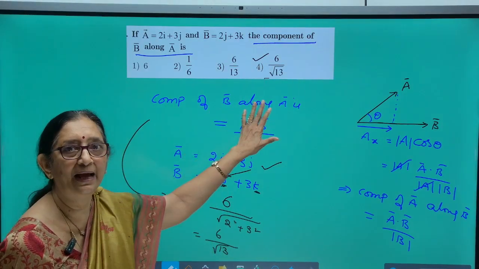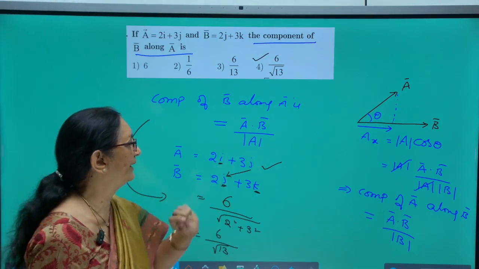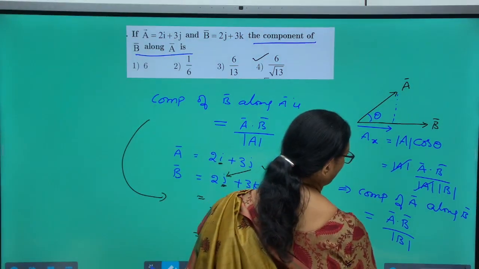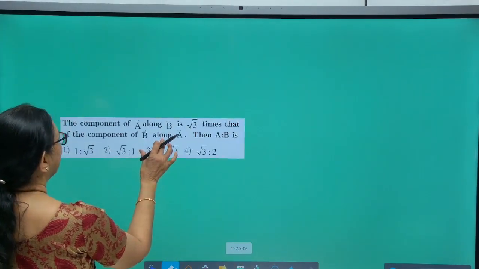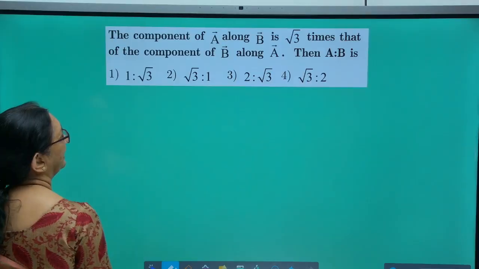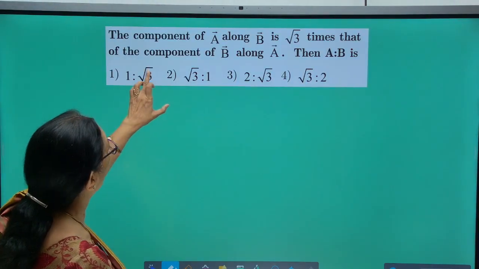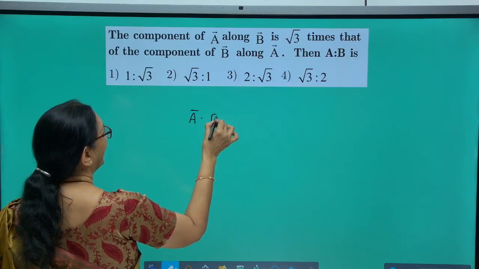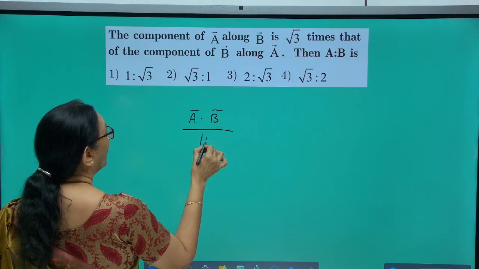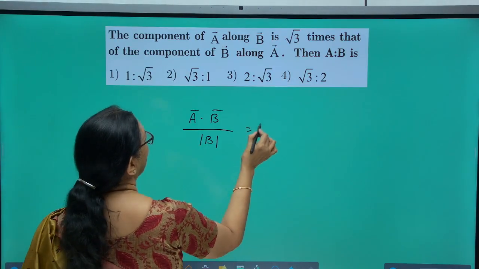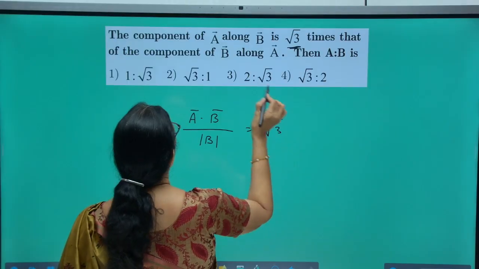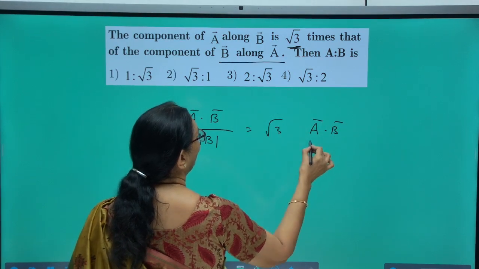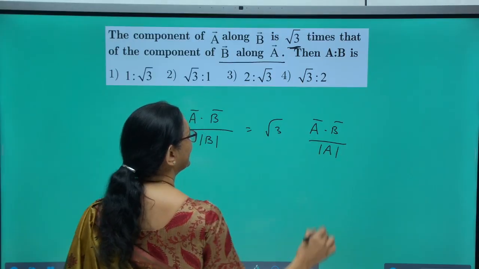Component of B bar along A bar is A bar dot B bar by modulus of A. Okay. Now, next one. Look here, a similar question. So, just for practice we can do that. Component of A bar along B bar is A dot B by modulus of B, which is root 3 times component of B bar along A bar. Component of B bar along A bar is A dot B by modulus of A.